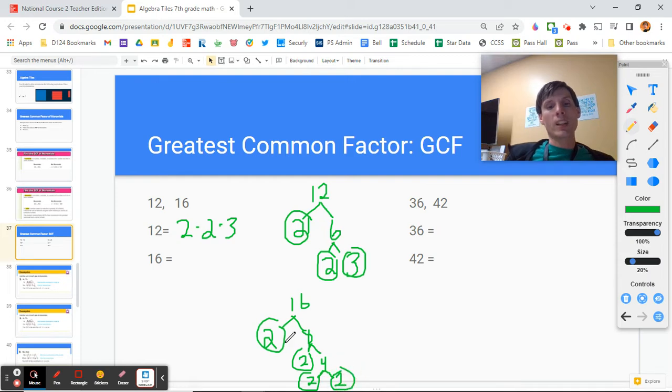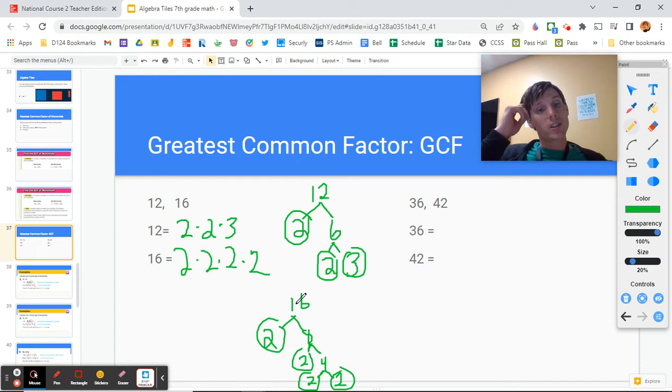All right, let's multiply them all together. 2 times 2 is 4. 4 times 2 is 8. 8 times 2 is 16. Sure enough, that is correct. All right, so we could write that as 2 to the 4th power. For our purpose here today, we're just going to write 2 times 2 times 2 times 2.